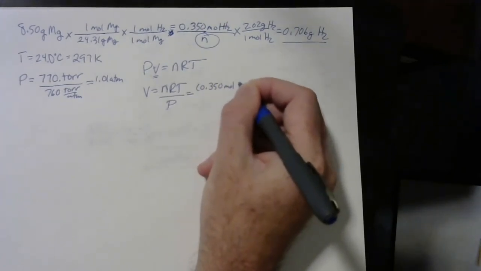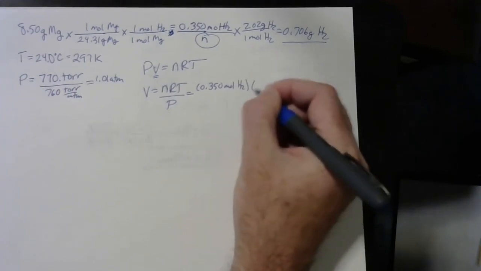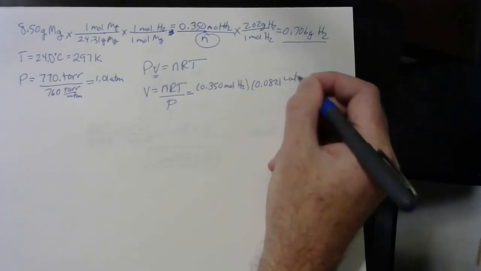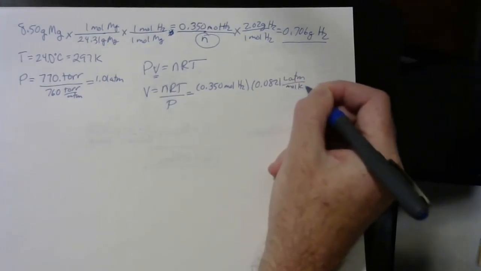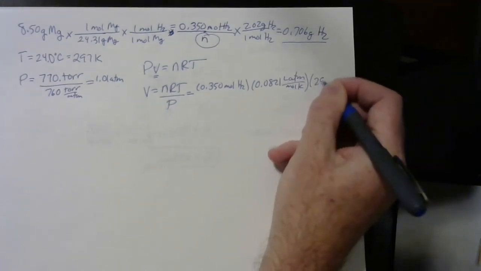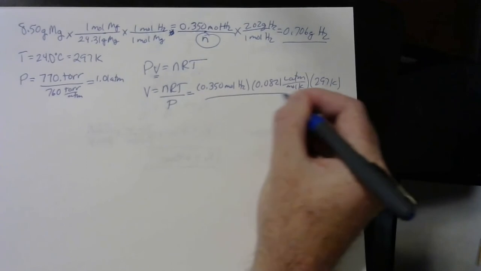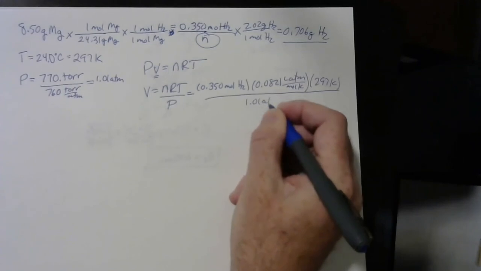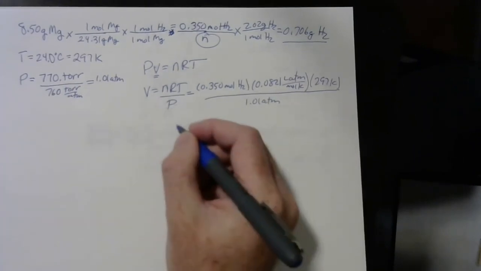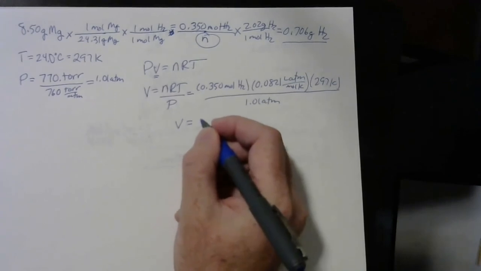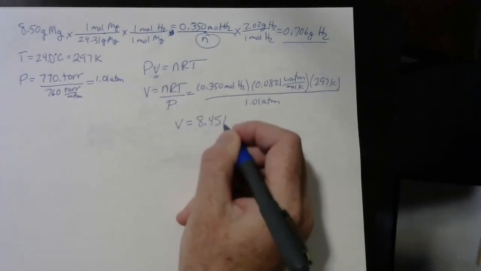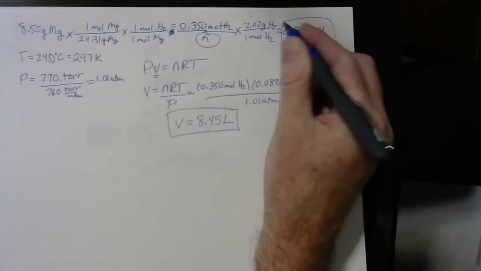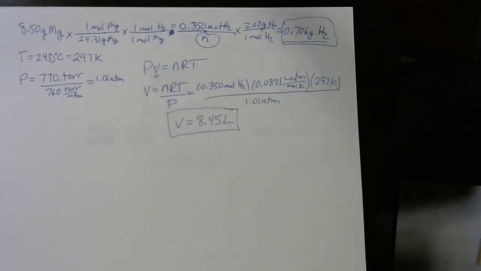0.350 moles H2, our constant 0.0821 liters atm per mole Kelvin. Then our T is 297 Kelvin, all divided through by the pressure of 1.01 atm, because that's really close to 760, so you wouldn't expect it to be too far off. And we get 8.45 liters of gas. And so this was one answer, and that is the other answer that was being asked for in the problem.